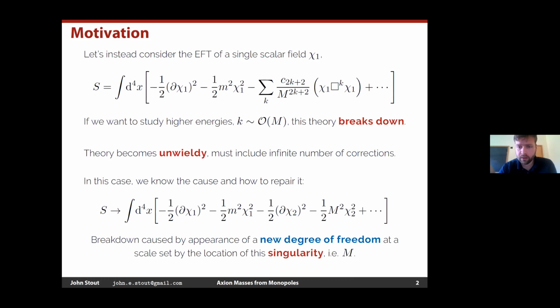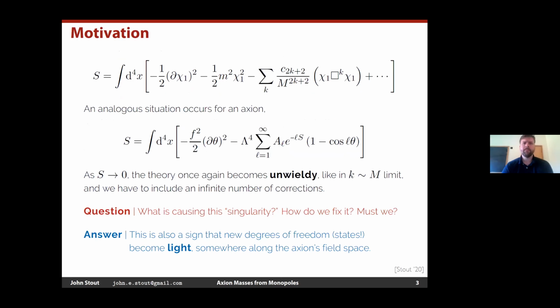So again, here, the theory is becoming unwieldy. It's becoming hard to use because we have to include an infinite number, or a large number, of corrections. But in this case, we know how to repair the theory. We know that the reason for this divergence is that there's a new degree of freedom appearing at the scale m, and we can fix our effective theory by introducing this new degree of freedom.